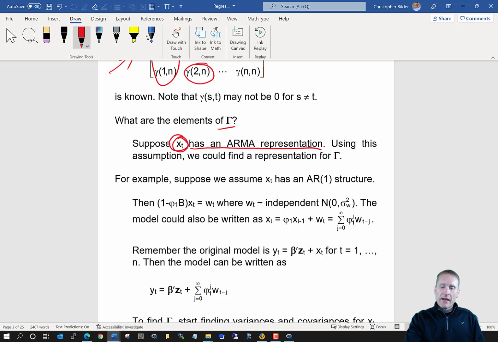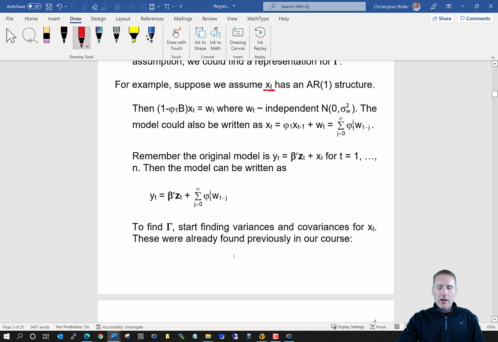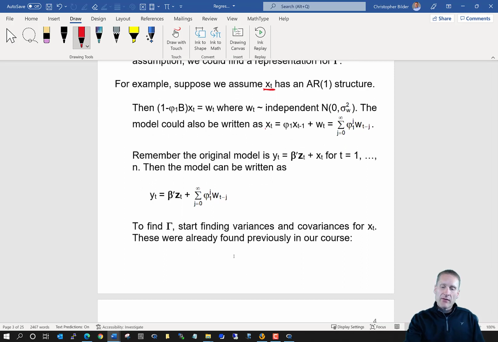So for example, let's say that x sub t has an AR1 structure to it. So what that means then is that we can think of our error terms in our regression model, x sub t, as coming about as follows: phi1 times your previous error term, plus now a w sub t, which is independent with mean 0, variance sigma squared w. We could, of course, then write this x sub t out as an infinite order moving average like model.